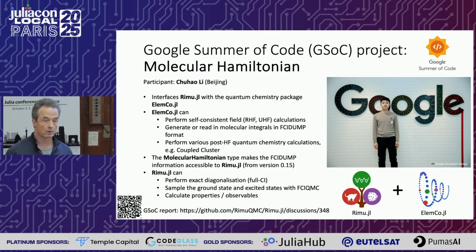I just want to mention, lastly, we had recently a Google Summer of Code project to implement molecular Hamiltonians. That's basically implementing an interface between our code, Rimu.jl, and a quantum chemistry package, ElemCo.jl, which does what quantum chemistry does, so self-consistent field, Hartree-Fock calculation, can also do some post-Hartree-Fock, like coupled cluster calculations, and now with molecular Hamiltonians, you can input the data into Rimu and then do full CI quantum Monte Carlo on molecular Hamiltonians as well.